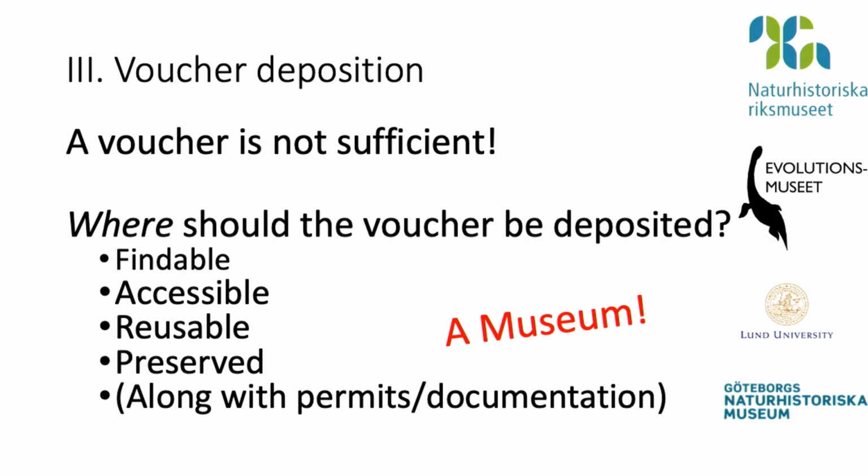There are 4 major museums in Sweden, for instance: the Museum of Natural History in Stockholm, the Museum of Evolution in Uppsala, the Biological Museum in Lund, as well as the Göteborg Natural History Museum. All of these places will very happily accept your voucher, and will give you an accession museum number, which will make your voucher searchable and accessible, because this voucher then can be sent on loan to other scientists, and it will be preserved forever, along with all the documentation linked to it.